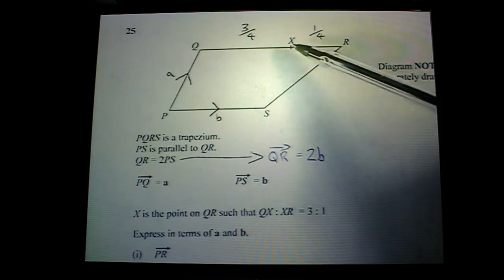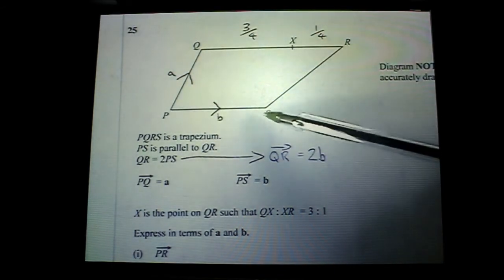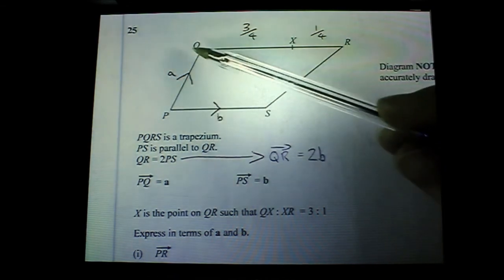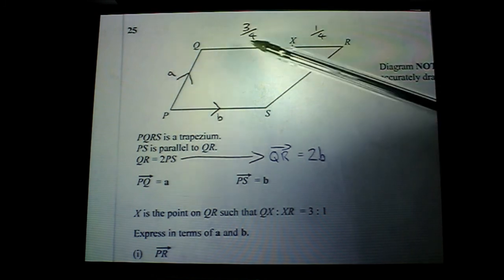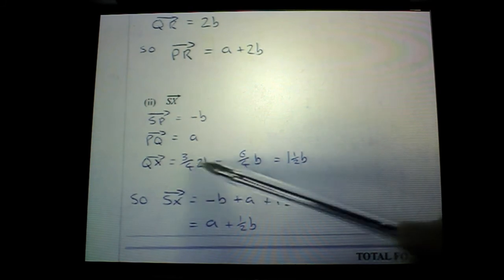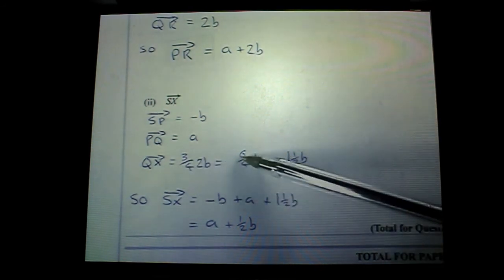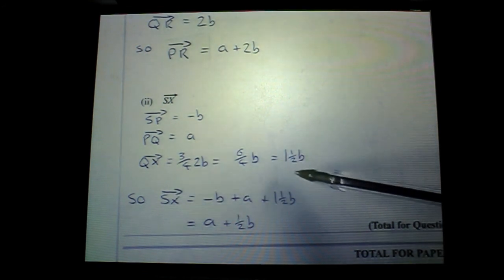The next one, work out SX. So S is there, X is there. So you're going to go back along there, up there and across here. First bits are easy, minus b, add a. And this is 2b all the way along, but it's 3/4 of 2b. And this is how you do your workings for it. 3/4 of 2b is, you can double 3/4 to be 6/4. 6/4 is 1.5.